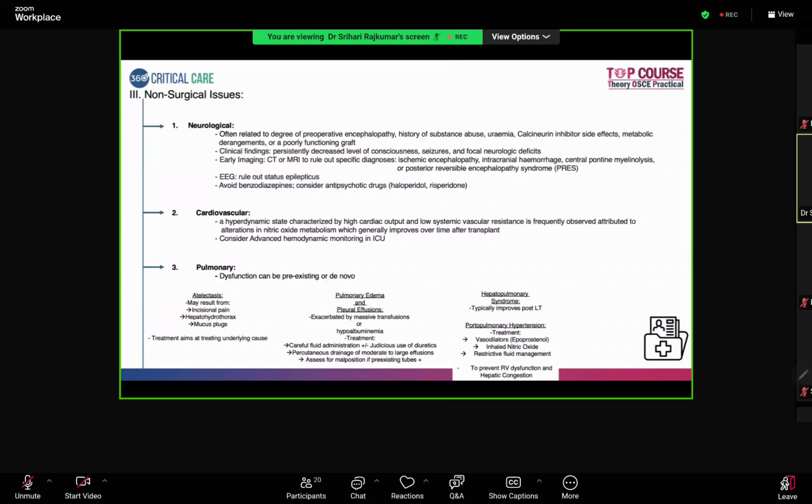The main purpose of doing all this is to avoid RV failure. If RV failure is there, it is going to cause a bigger setback, because you already have a new liver recipient, and if it goes into congestive hepatopathy, it is going to cause new and new problems. So that needs to be looked into very seriously.